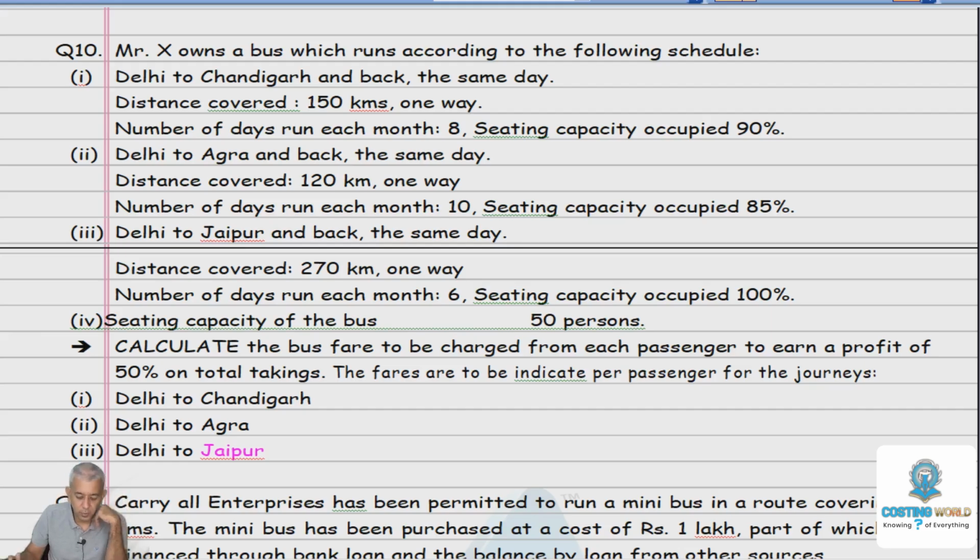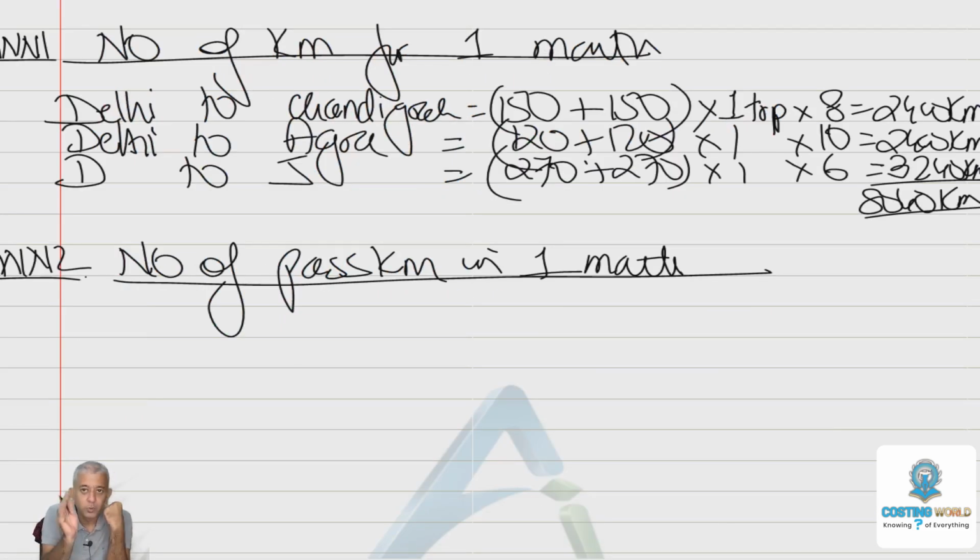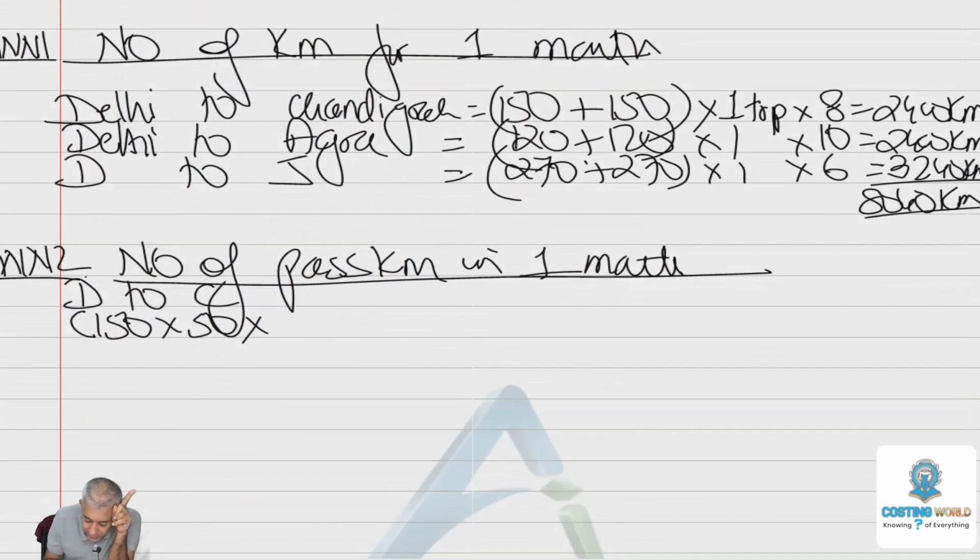3,72,000. So let's start to be doing that. Now see, I'm going to be doing it by 2 ways for each of them. You can try to tell me the easier way, but you're going to be writing both the ways. So write down first Delhi to Chandigarh. Listen very carefully. When the bus goes from Delhi to Chandigarh, it is 150 kilometers. Tell me, what is the seating capacity? 50. But it is occupied to what extent? 90%.